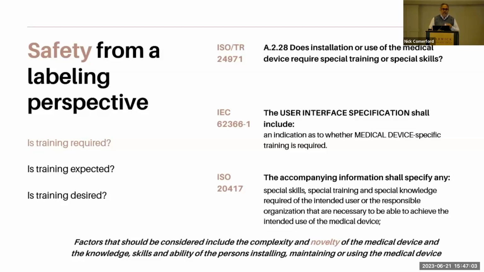So you don't have to do things around summative evaluations. You don't have to do things like validations. You don't have to do anything about it because your risk said it's not required. Now, there are going to be things in there you do have to do it about, because there's other standards like 20417, which talks about things that have to be in your IFU.